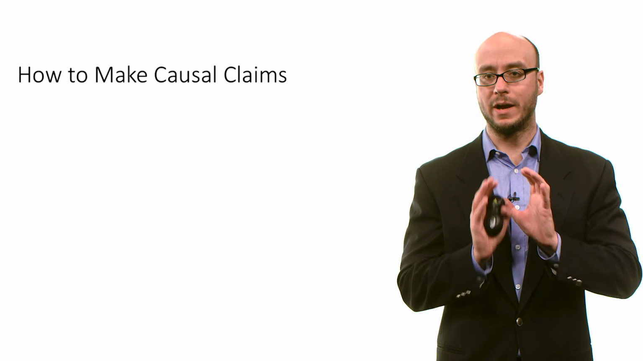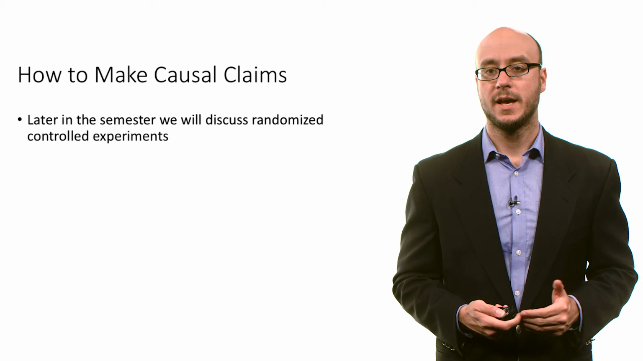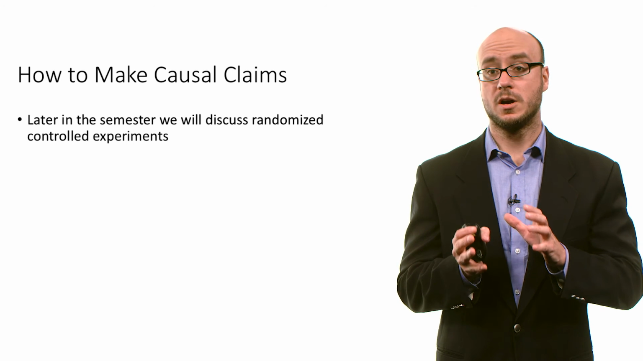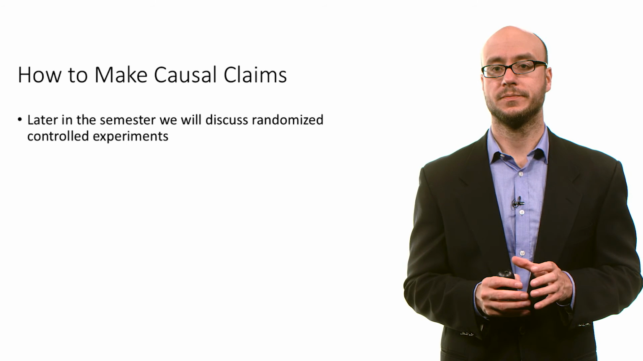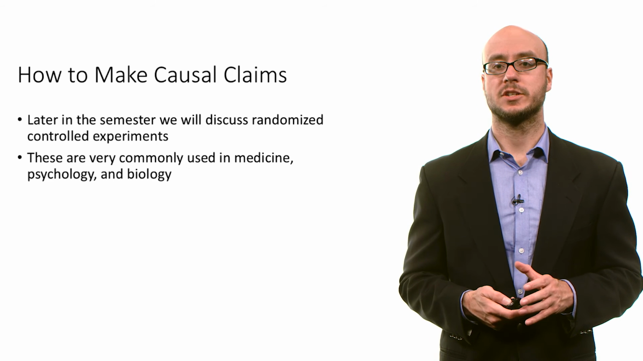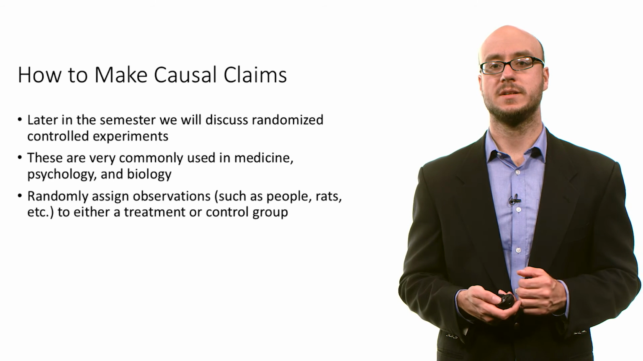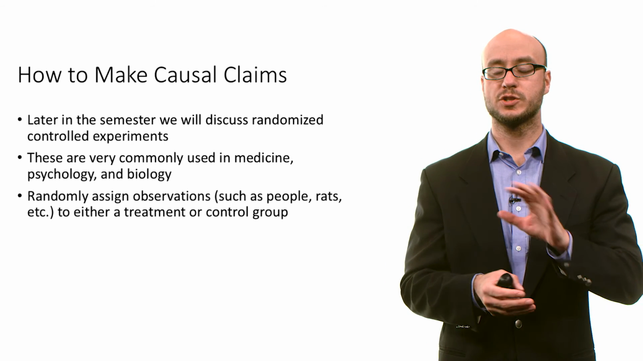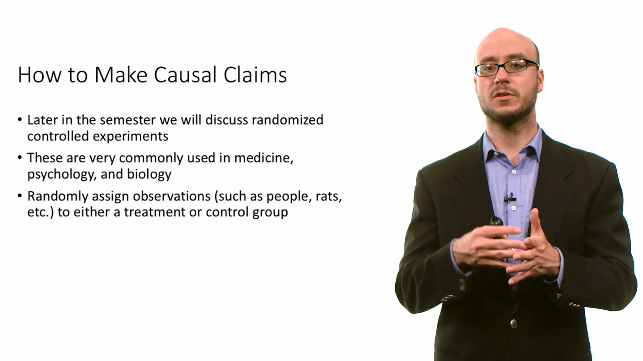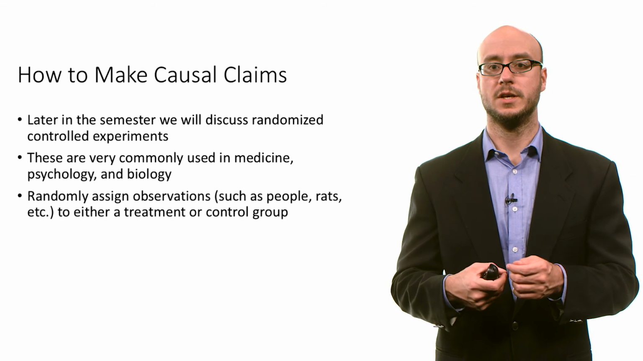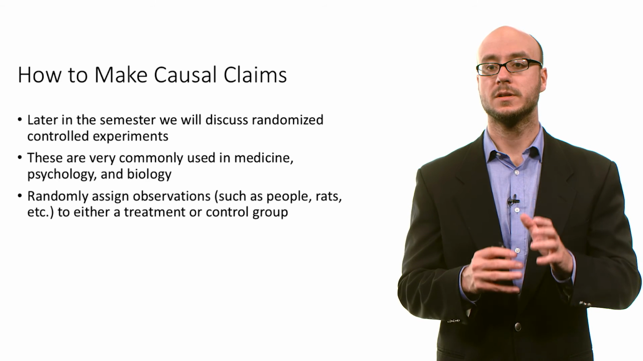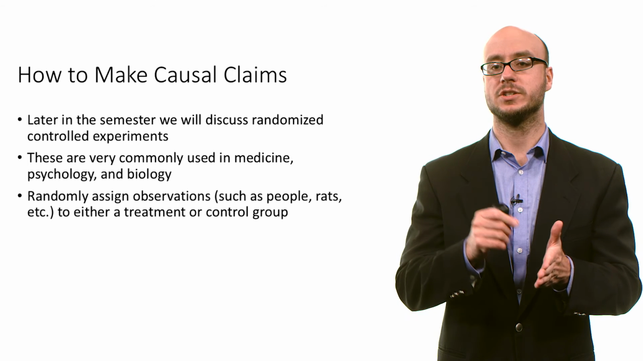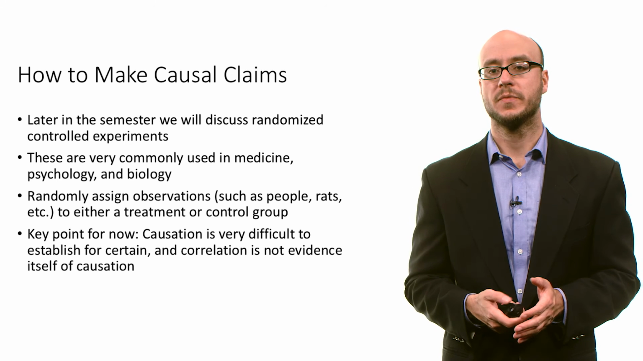The question then is, how can you make causal claims? Well, we talked about this earlier in this course, and we'll talk about it again, but when we talk about causation, we typically use randomized controlled trials or experiments. These are commonly used in medicine, psychology, and biology. And the idea is that you randomly assign observations to either a treatment or control group, and the treatment is some kind of intervention. You give a person a pill, you relocate a person. The idea being that you try to change what's going on in the world to look at how this intervention or treatment affects some outcome.